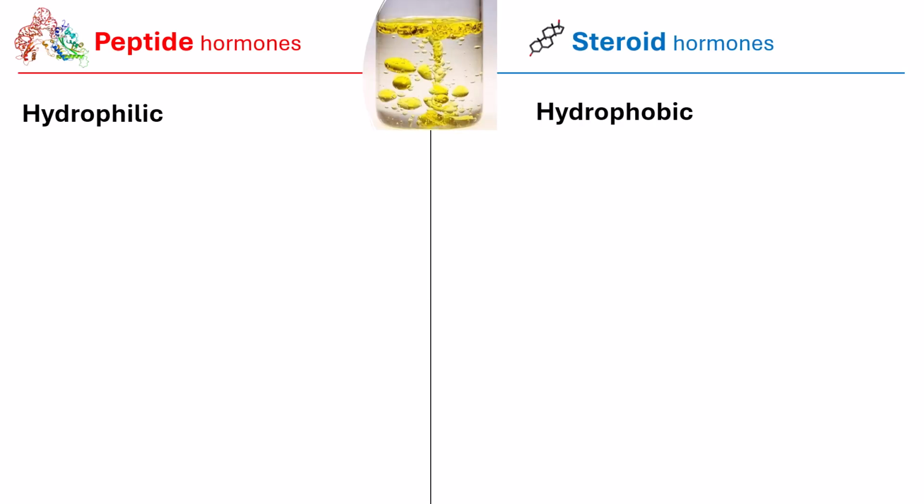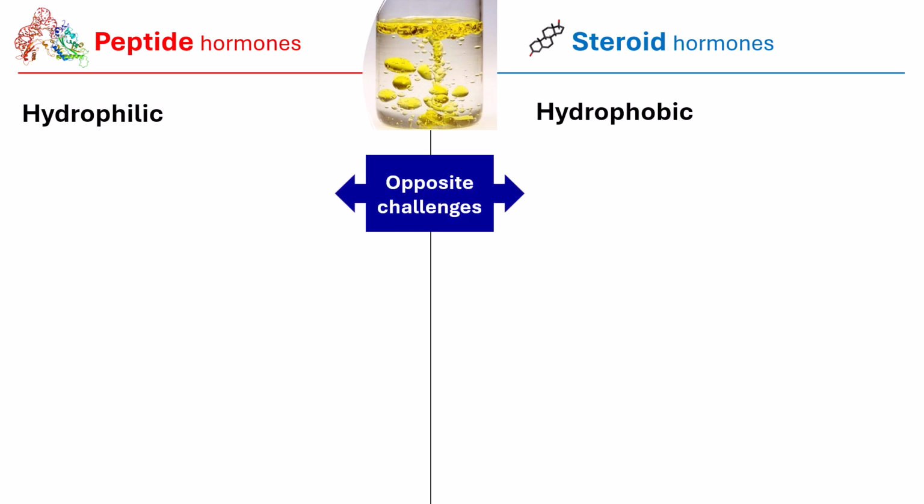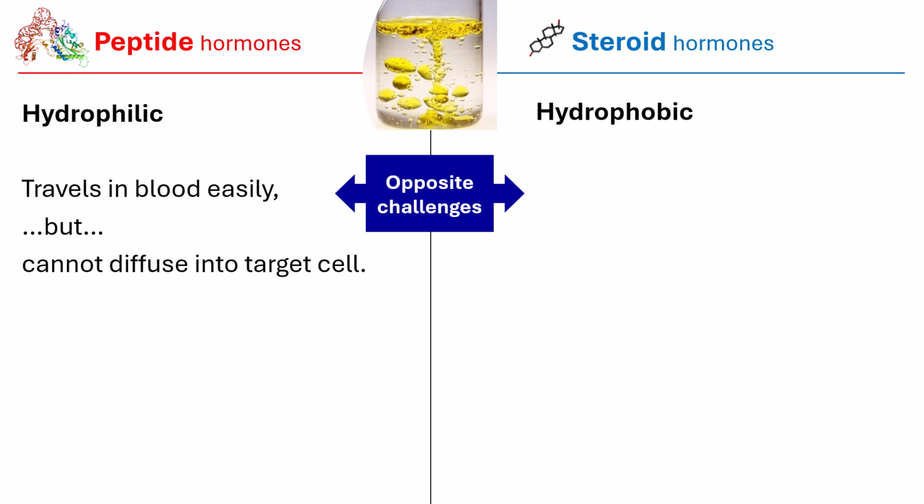Consider this interesting contrast. Peptide and steroid hormones experience opposite challenges because of their contrasting properties. Because peptide hormones are hydrophilic, they mix with water, therefore travel through blood easily, but they cannot diffuse across membranes, so they can't actually get inside their target cell. How on earth, then, are they supposed to deliver their message and influence the goings on within that target cell?